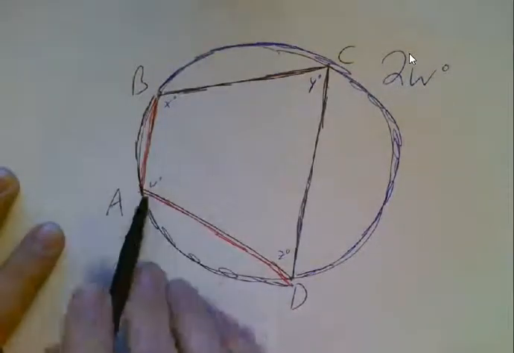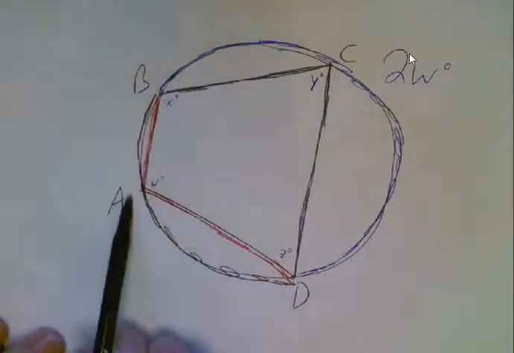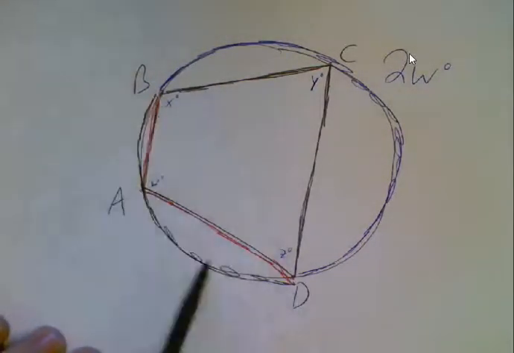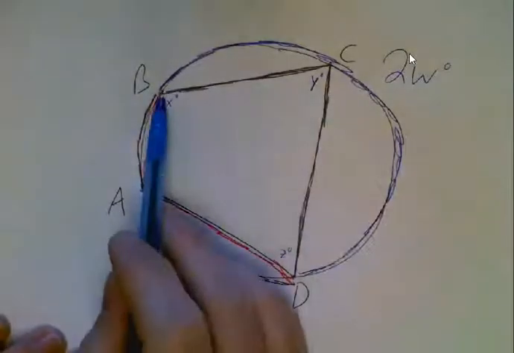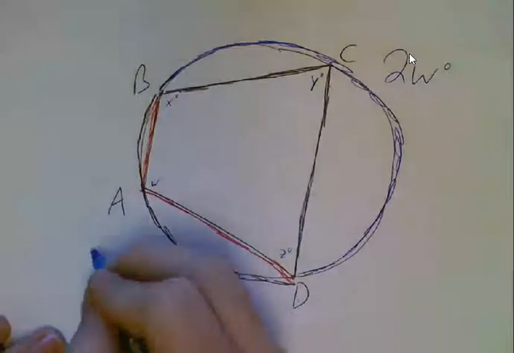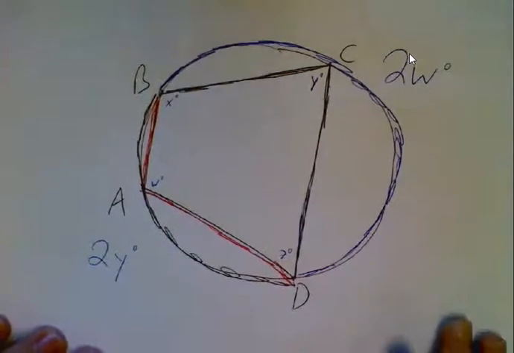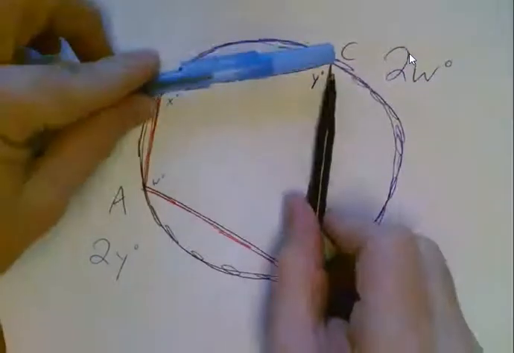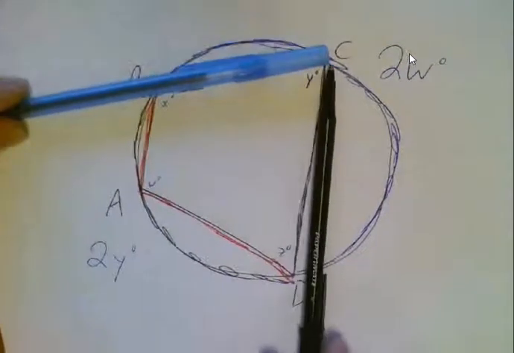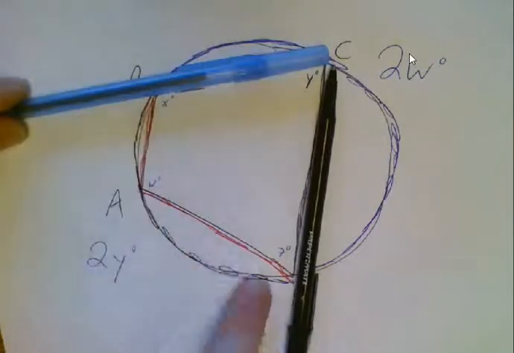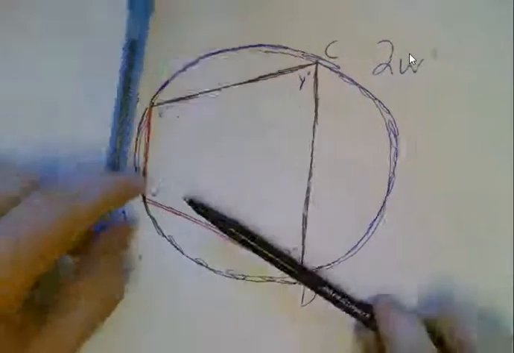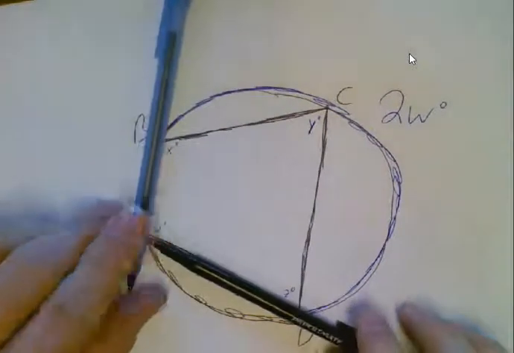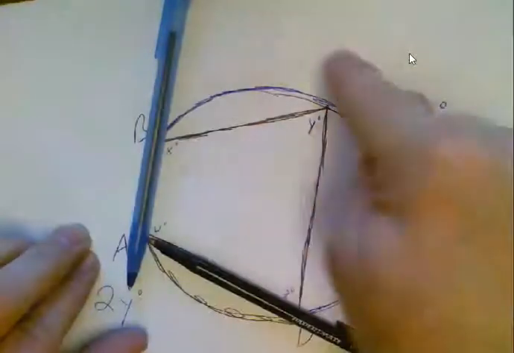This one looks minor, so I don't even need to mention the A. I could say arc BAD, but it's really just arc BD. If this is Y degrees, then the measure of this arc would be double that, 2Y degrees. So focus on this angle and see the arc that it hits. If this angle is Y, this would be 2Y. If this was 20, this would be 40. If this was 50, this would be 100. And do the same thing here: the angle W gets doubled to make the arc.